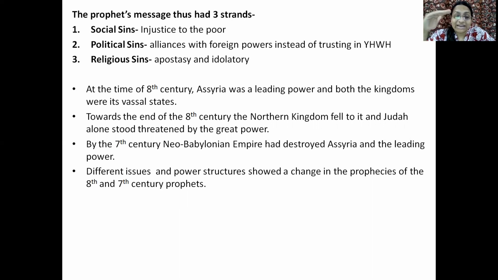Okay, so now gradually we see that when the Babylonian kingdom becomes the superpower at that time, gradually it's going to wage war, or attack, or take Judah into captivity. The different issues and the power structures actually showed a change in the prophecies of the 8th century and the 7th century prophets. According to the political scenario, the social scenario, the kingdoms, and the situations throughout the world, the message of the prophets kept changing.